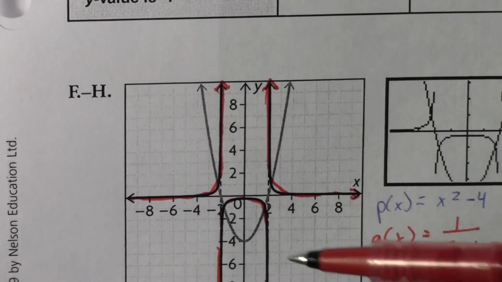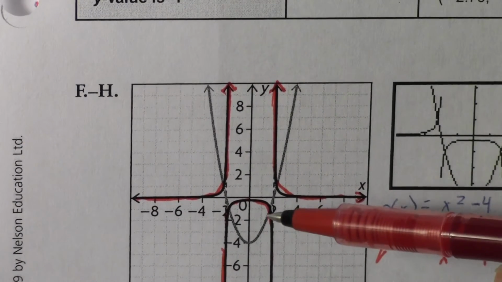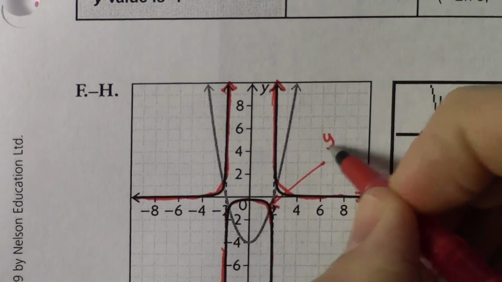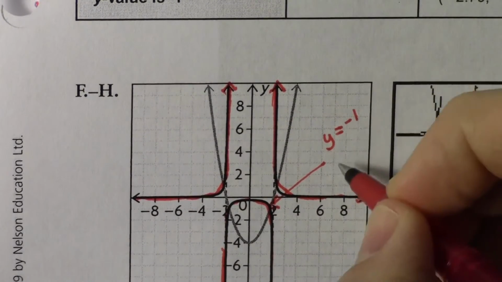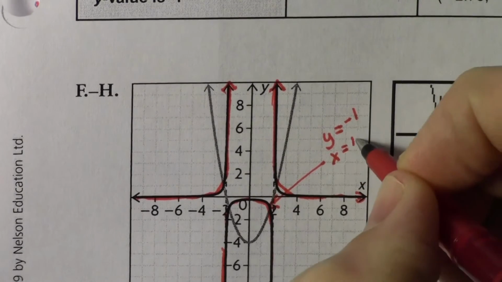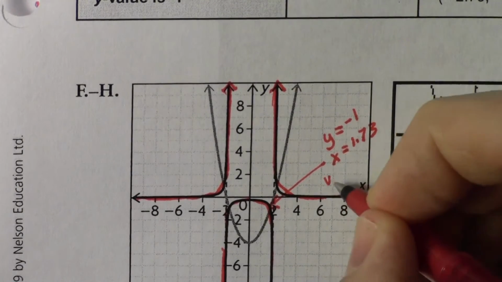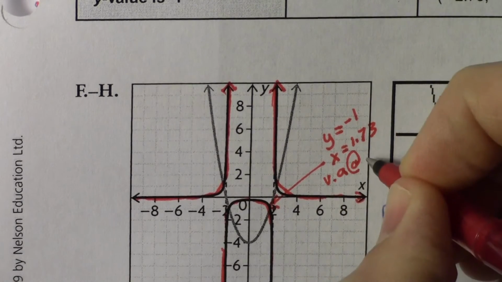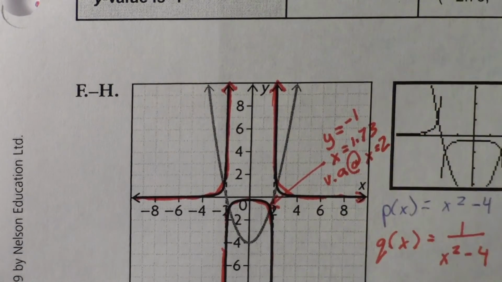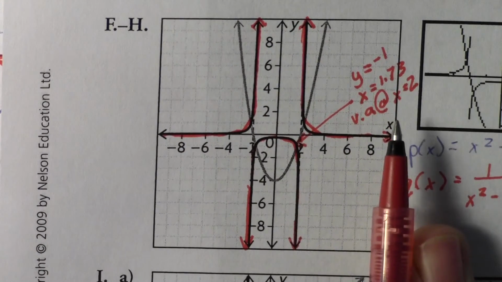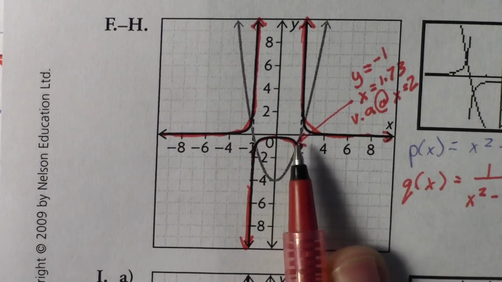Okay, what made this particularly tricky is, again, this value right here. So if I were to point it out, my y is equal to -1, and my x is equal to 1.73, and then I have a vertical asymptote at x equals 2. Okay? So that's what made this whole scenario difficult, this point here.